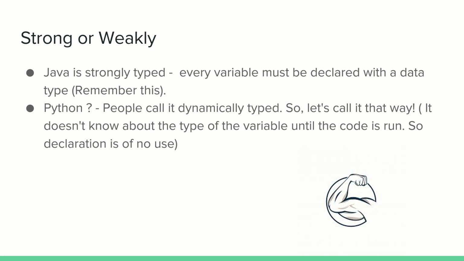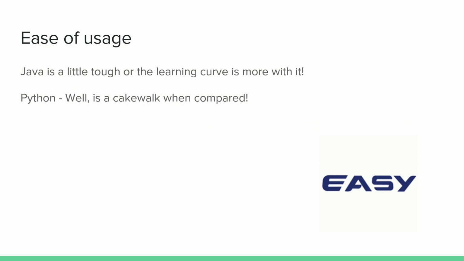It means that it doesn't know about the type of the variable until the code is run, until that particular line is gone through. Until you go to the particular line, you won't know what the type is. So it is called the dynamic approach, and declaration is of no use here. Java is strongly typed, whereas Python is dynamically typed.